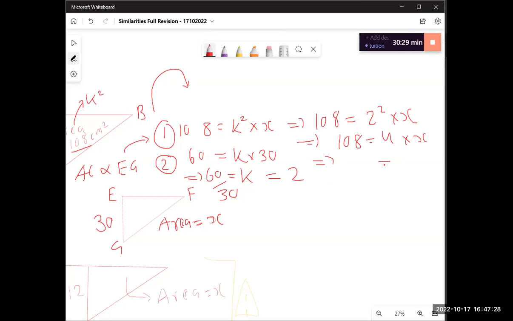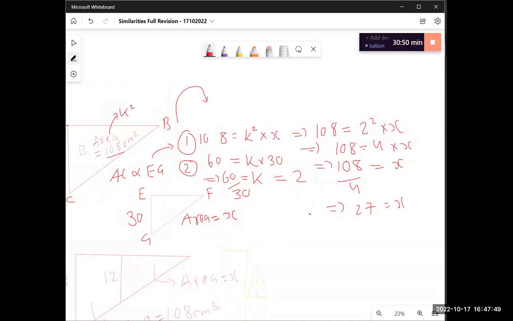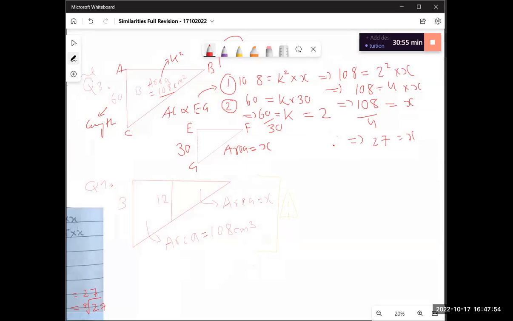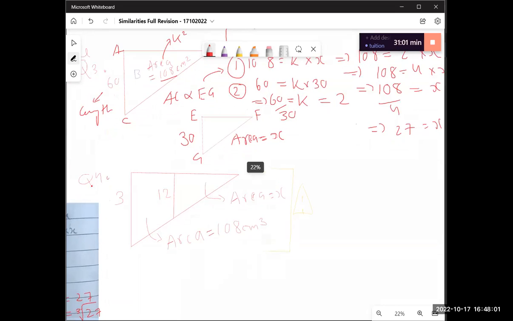Therefore, X is how much, Zara? How much? 27. 108 by 4, which is 27, is equal to X. Any doubts, anyone? No, sir. Now I think it's easier now, right? Perhaps you'll still face problems. Don't think you're a master now. But is it easier than when you started? Yes. Now let's try question number 4.